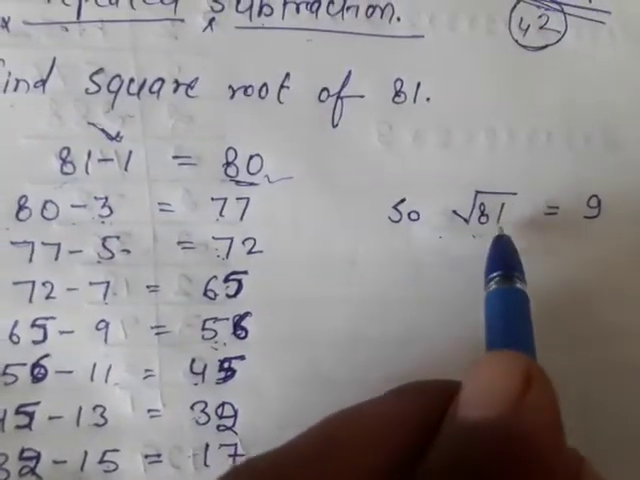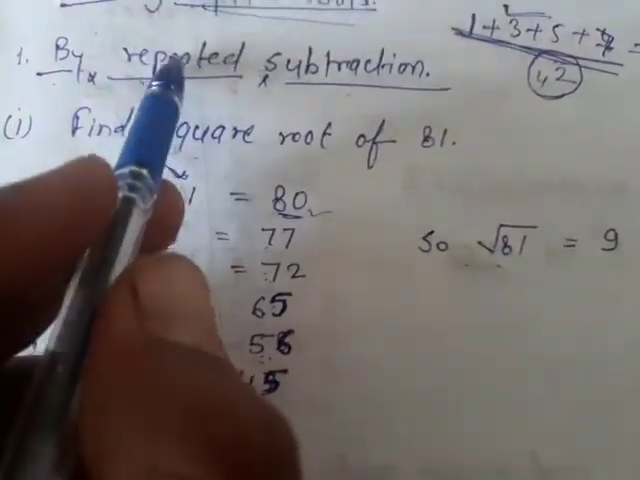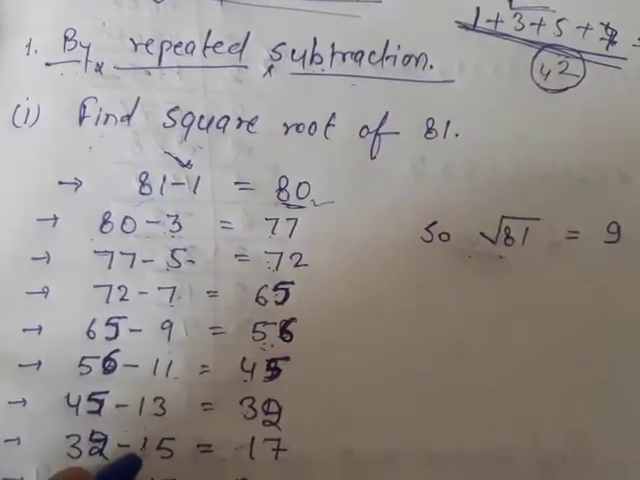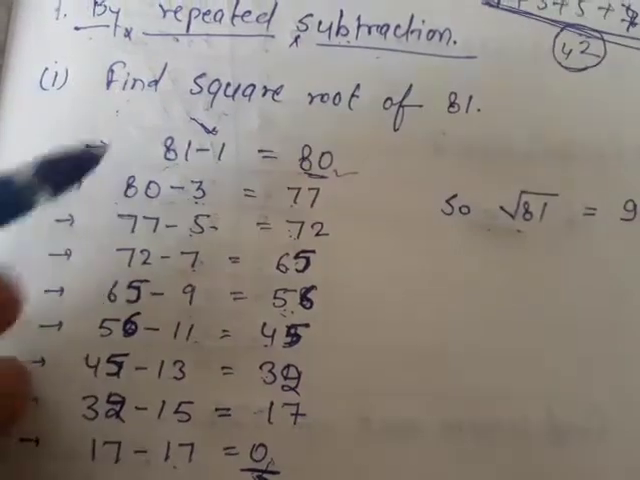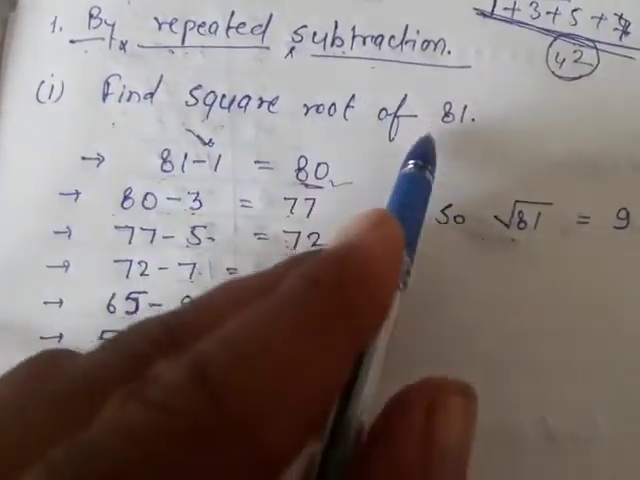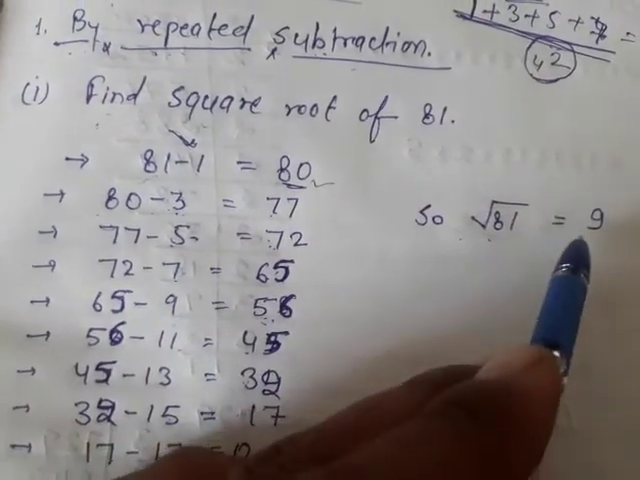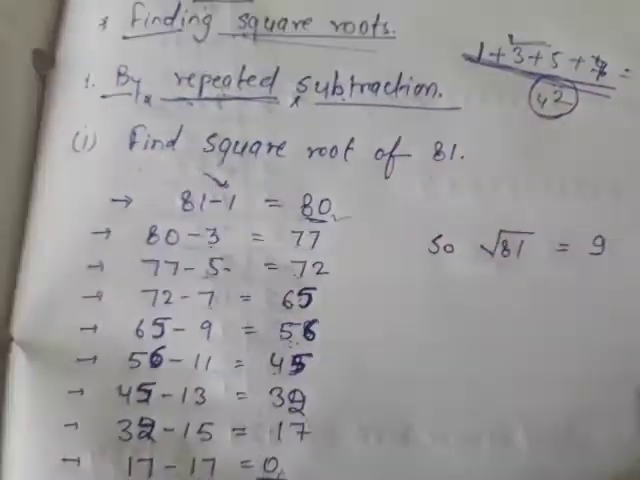So the square root of 81 is 9. By the repeated subtraction method we subtract consecutive odd numbers till we get 0, and then we count the steps. The number of steps is the square root of the given number. There are 9 steps, so the square root of 81 is 9. So that method is the repeated subtraction method.